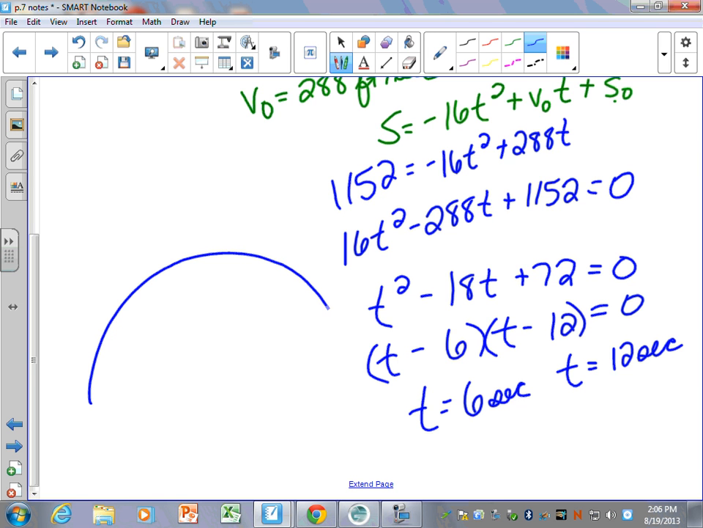Right, here's my lovely little projectile motion. So let's just say right here is 1,152 feet. It's going to go up, and then somewhere over here it's going to equal that same height. The only place it wouldn't would be right there at the maximum, or that vertex. That's the only place it would only reach one height. Every other spot is going to be over there, right? Because parabolas are symmetric. So two answers makes sense.